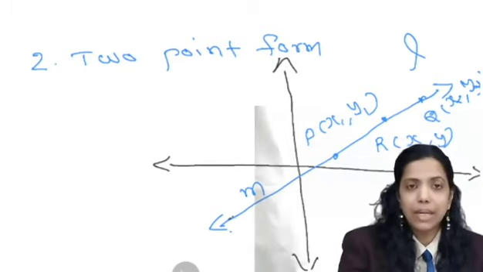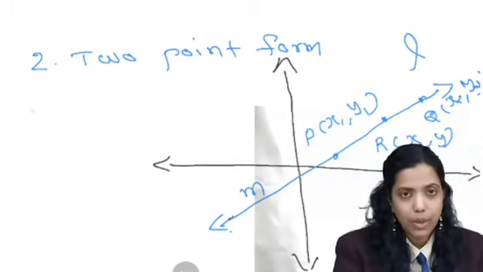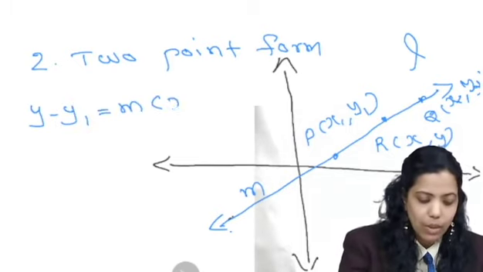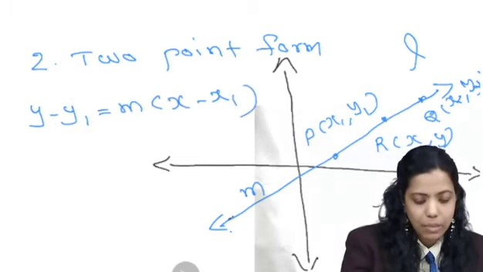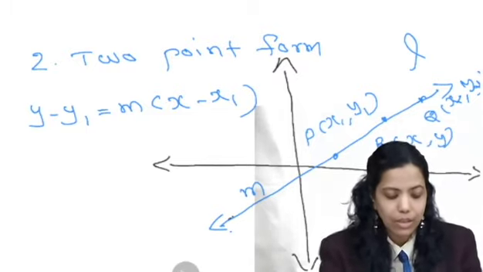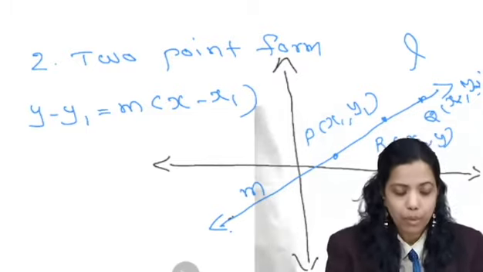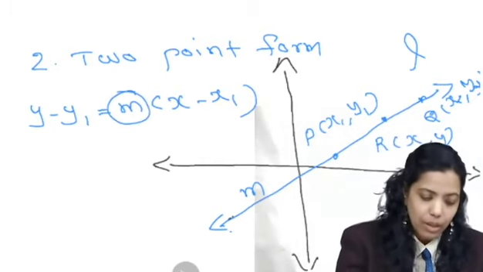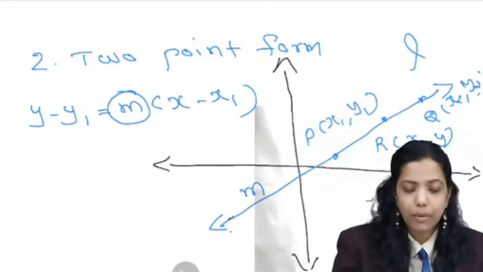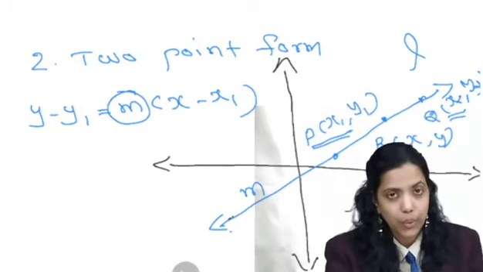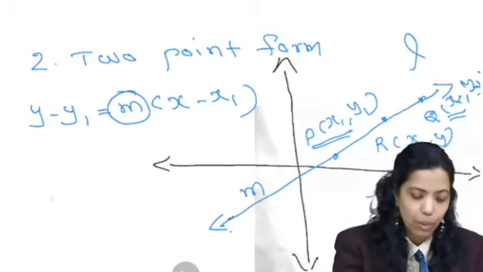Just consider the basic concept of the point slope form. It is y minus y1 equals m times x minus x1. Here also we are using that concept of the point slope form to get the new formula, the 2-point form. m is the slope of the given line and the points are given, P of x1, y1 and Q of x2, y2. We know how to find the slope of the line.